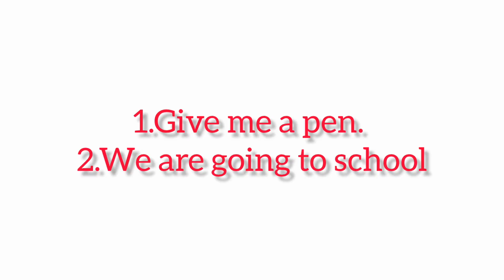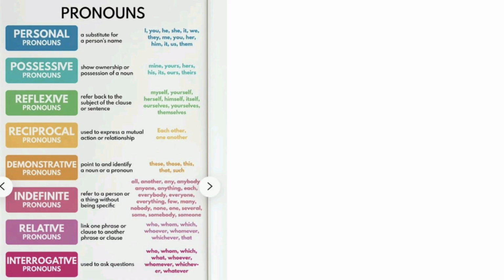Now let's look at the sentences. Give me a pen. Can you tell me where we can see the pronoun in this sentence? Yes, right, me. Me is here the pronoun. We are going to school. Now here we is the pronoun. Now look at the screen. This pronoun has many types of pronoun like personal pronoun, possessive pronoun, reflexive pronoun, reciprocal pronoun, demonstrative pronoun, indefinite pronoun, relative pronoun and interrogative pronoun. Now we will learn one by one.